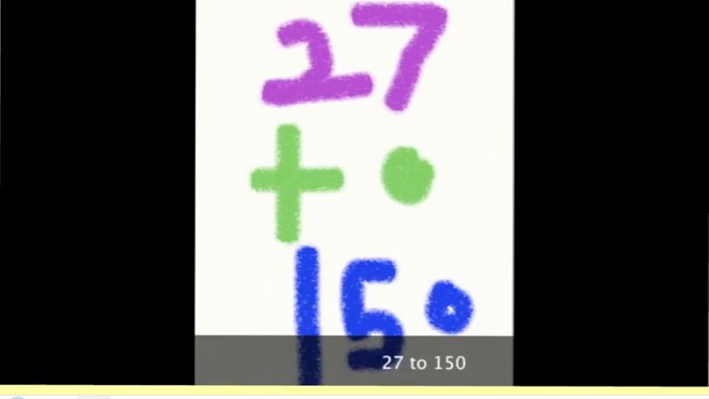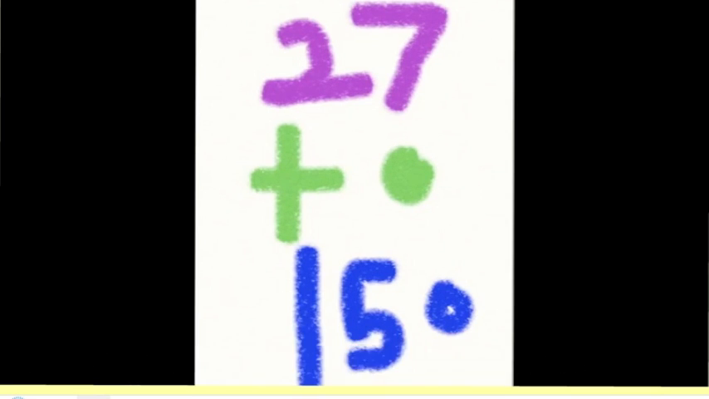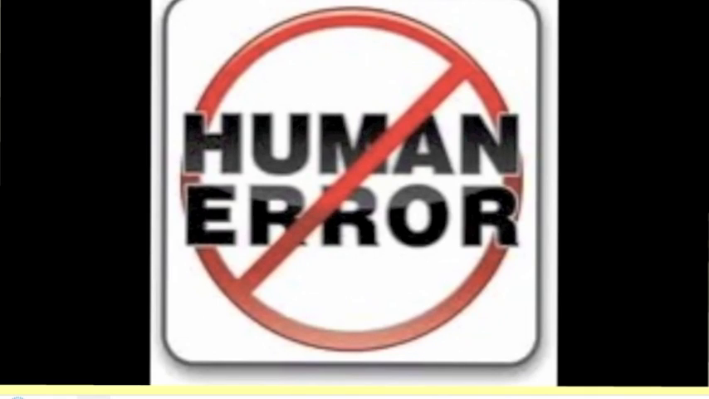Number of leaves went from 27 to 150. There is no human error.